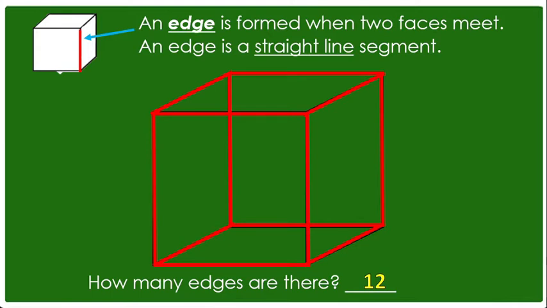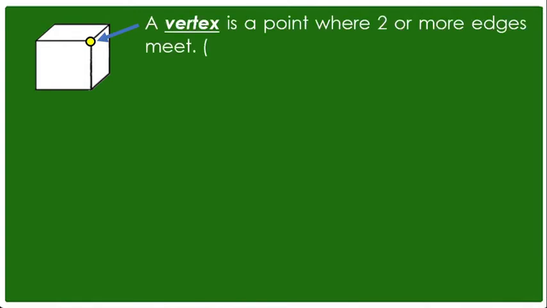Now, let's identify which part of the solid figure is the vertex. There you go. That is one of the vertices of this cube. What is a vertex anyway? A vertex is a point where two or more edges meet. When there are many vertices in a solid figure, we name them vertices, the plural form of vertex.